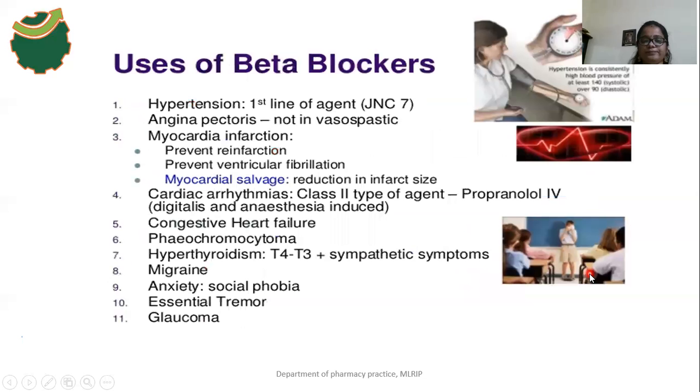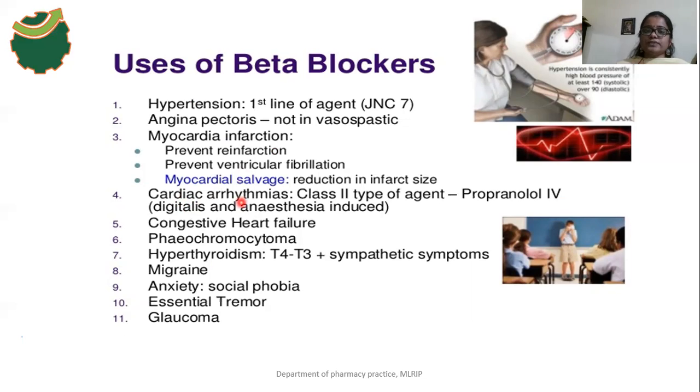Okay, and what are the overall uses of these beta blockers? So this drug is used for the treatment of hypertension, angina pectoris and myocardial infarction. Because this drug prevents reinfarction, prevents ventricular fibrillation, and reduces the infarct size. The size of the infarct is also reduced by beta blockers.